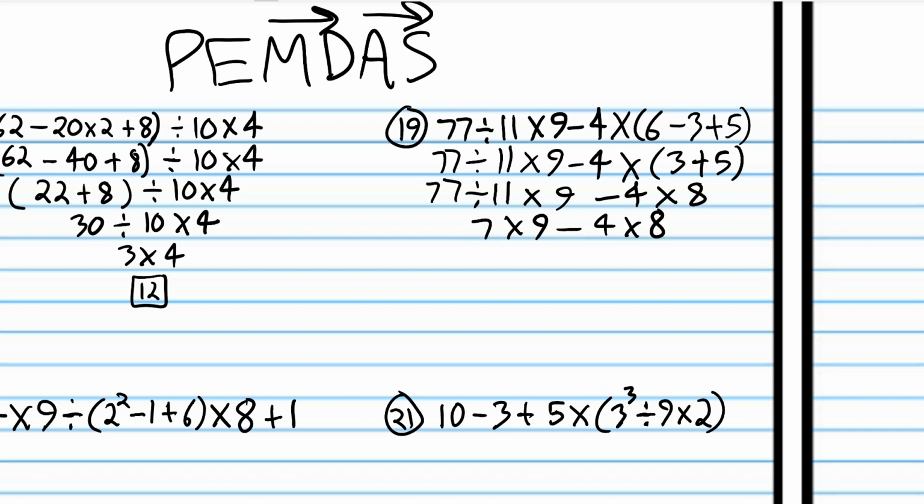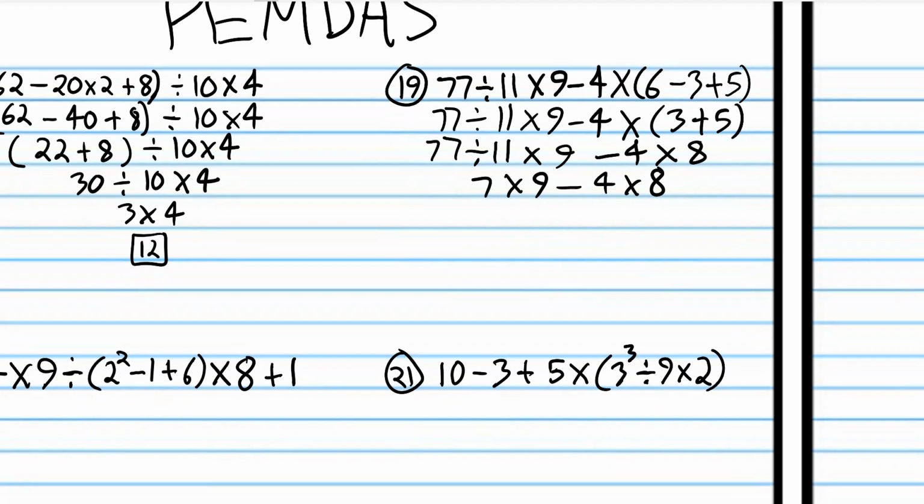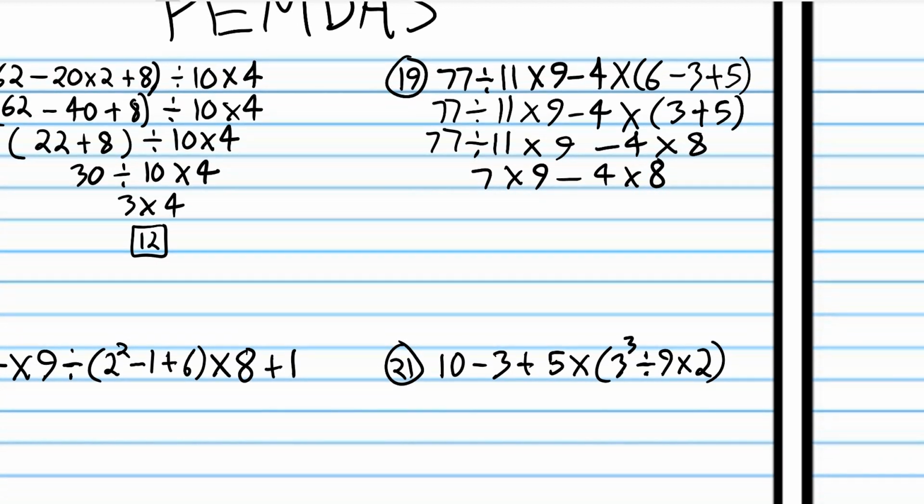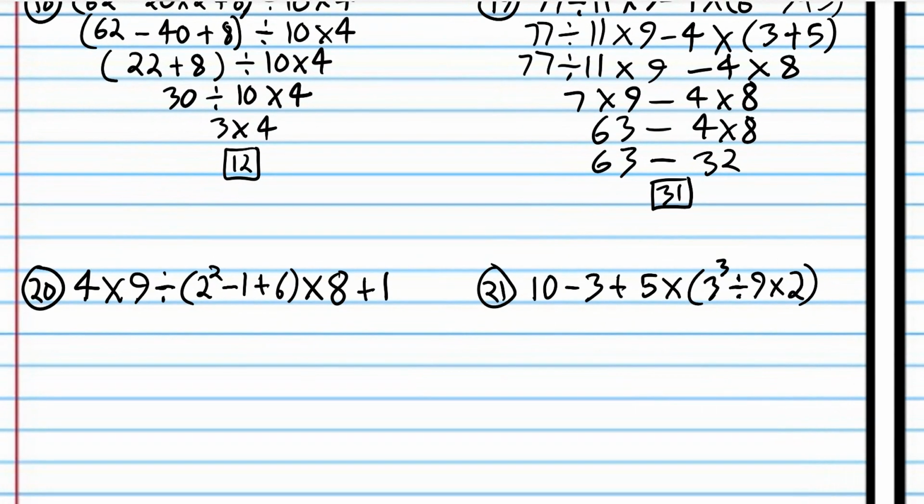And at this point, you can actually do both of these operations at once, the multiplication. But just to keep things simple, let's do it one step at a time. 7 times 9 is 63. And just to keep that rule, we'll move left to right. 4 times 8 is 32. And 63 minus 32 is 31. So if you got the right answer, good job. If you didn't, that's okay. Just go back and figure out what you did wrong.